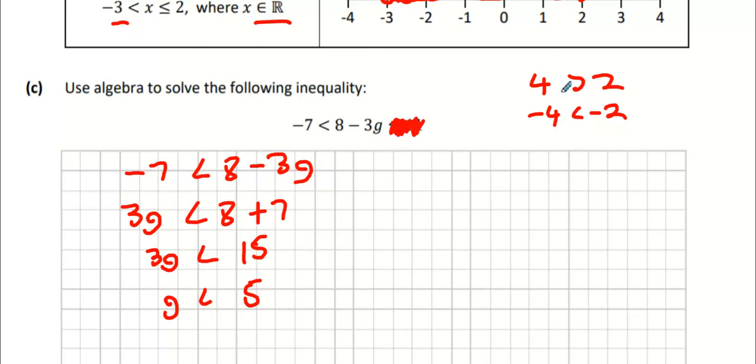Okay? You can also do what we call spin, where you spin both sides around. So 4 is bigger than 2. This means 2 is smaller than 4. So remember these rules. So I'm just going to spin this around.